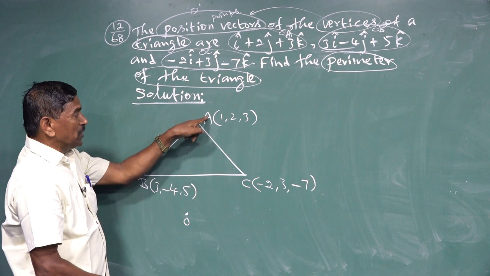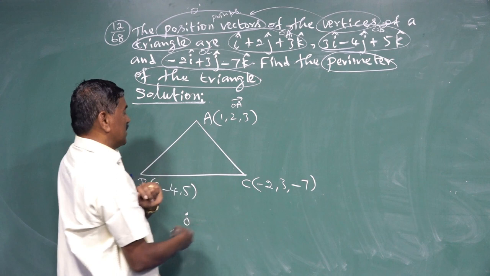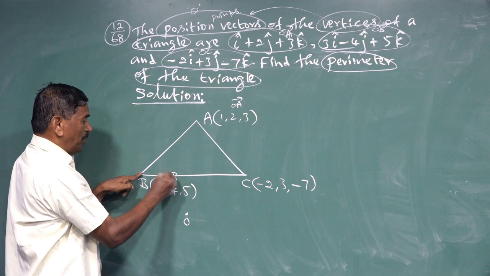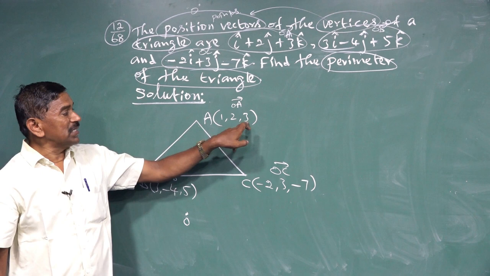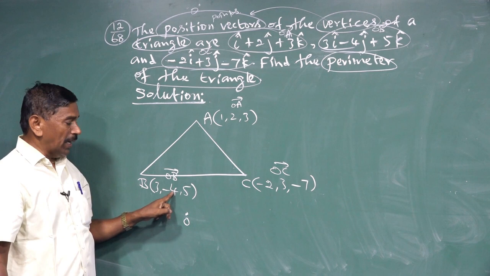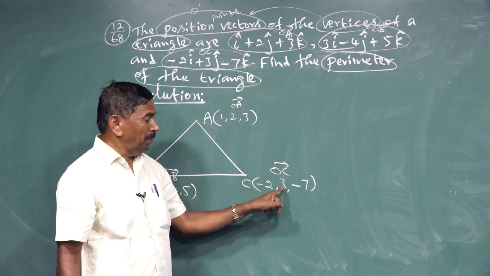Now the position vector of A with respect to origin O is given by OA vector. Position vector of B with respect to origin O is OB vector. Position vector of C with respect to origin O is OC vector. OA vector equals I vector plus 2J vector plus 3K vector. OB vector is equal to 3I cap minus 4J cap plus 5K cap. OC vector is equal to minus 2I cap plus 3J cap minus 7K cap.